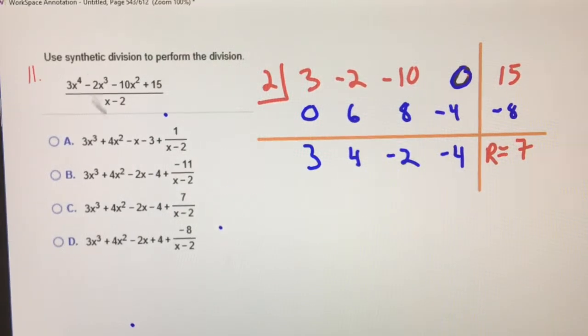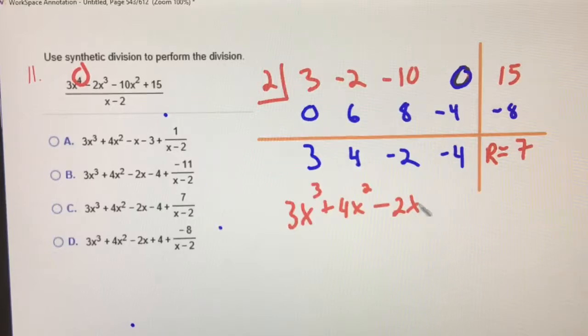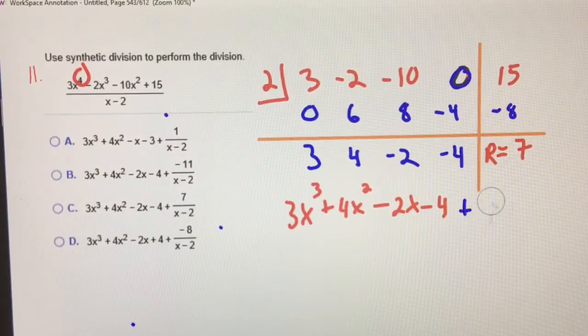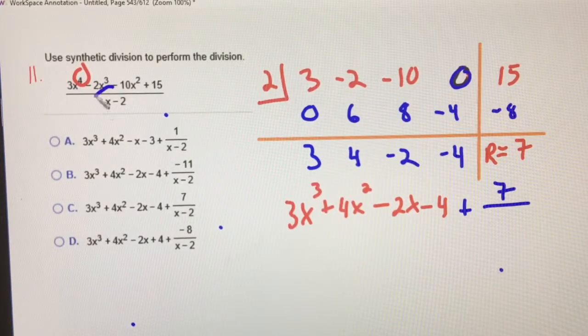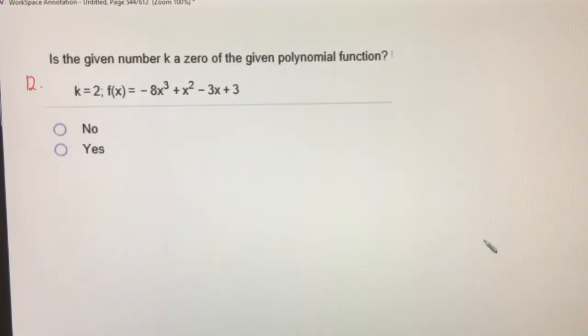Here's what this means. It went from x to the 4th. It's going to drop down to 3x cubed plus 4x squared minus 2x minus 4 plus this 7 over the original denominator, x minus 2. So notice I add. It looks like it's going to be choice C. 3, 4, negative 2, negative 4, 7 over x minus 2.